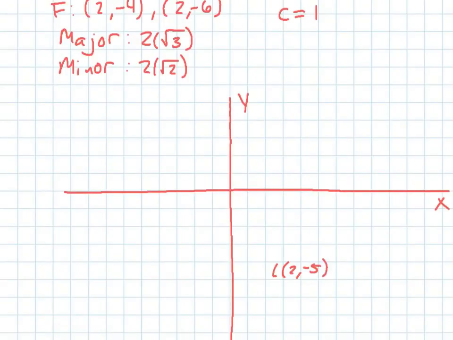Okay, and then my vertices, so negative 5 plus the square root of 3. Now, just to get a range of where that is, negative 5 plus square root of 3, my calculator is going to say negative 3.26. So then it's going to be right about there.